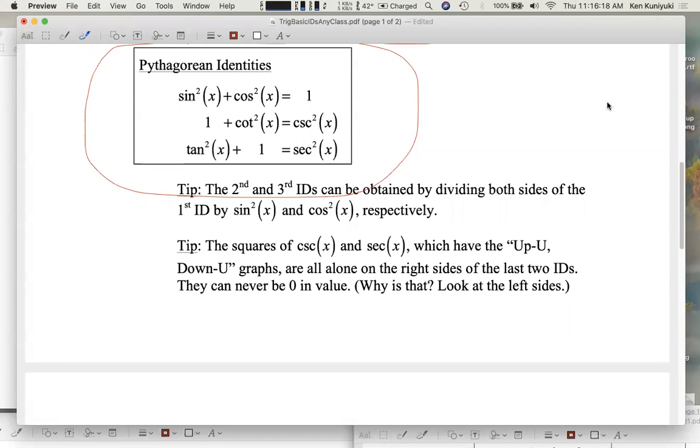Hi everyone, we're going to cover our last group of basic trig identities, the Pythagorean identities. Last but not least. In fact, I'd say they're probably the third most important group.